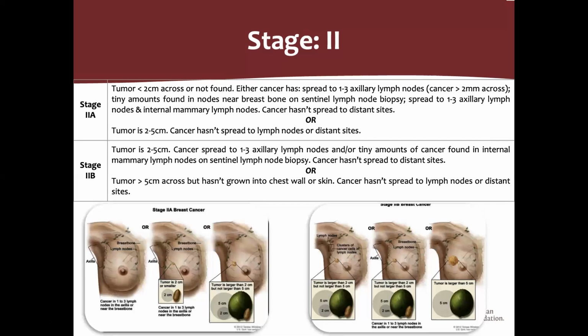Or stage 2B might be classified as the tumor being larger than 5 centimeters across, but has not grown into the chest wall or skin. And again, that cancer has not spread to the lymph nodes or sites. And I really like these pictures because it really depicts that 2 centimeters is about the size of a peanut, and as soon as you get to that 5 centimeters in diameter, it's about the size of a lime.